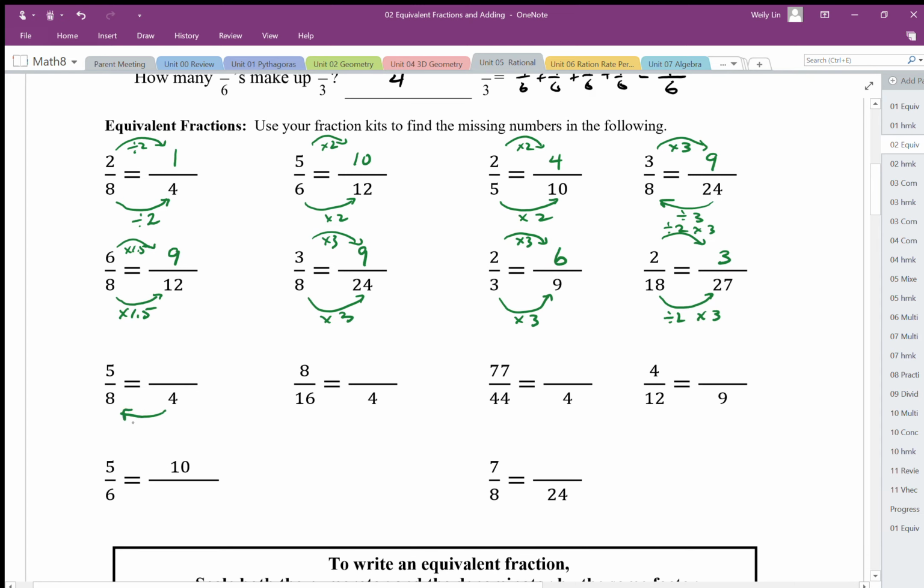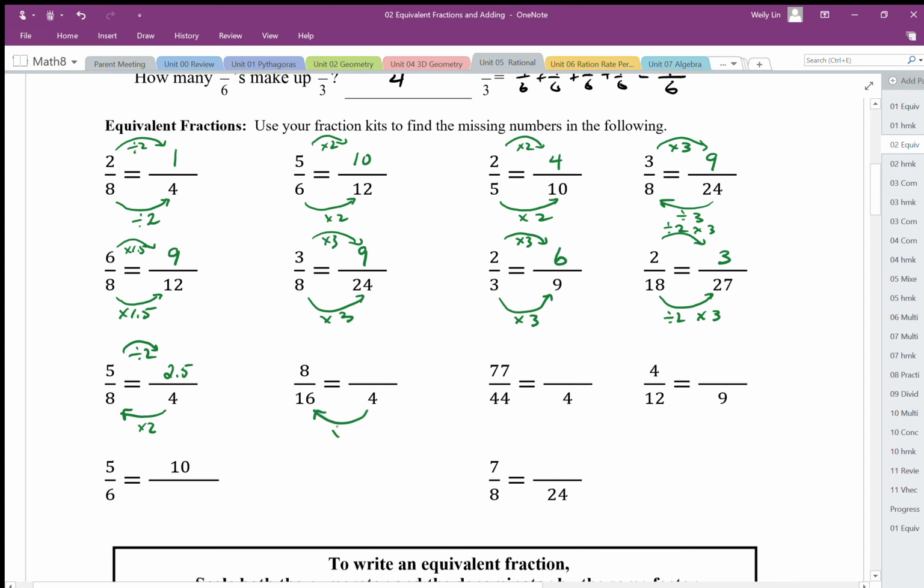Here we have times 2 going right to left. So divide by 2 going from left to right. So this is going to be, although this is not a fraction per se, since we're going to end up with 2.5. So 2.5 really shouldn't show up in a fraction. However, the proportion is still the same. Okay, although it's not a nice way to write it, the proportion of 5 to 8 is equivalent to 2.5 to 4.